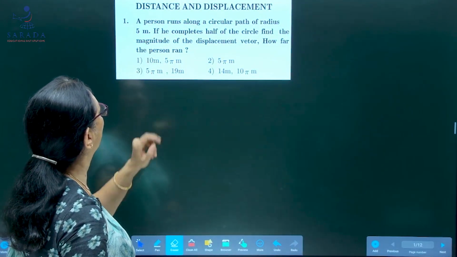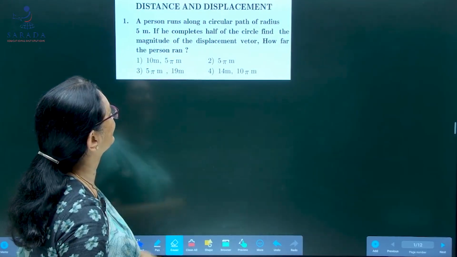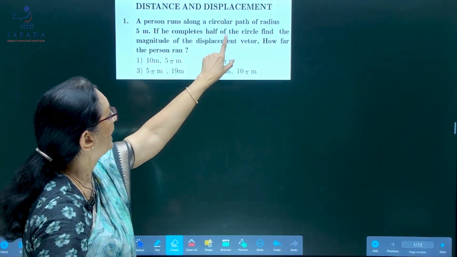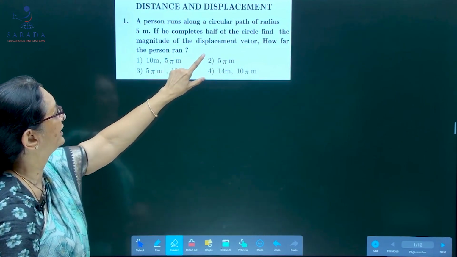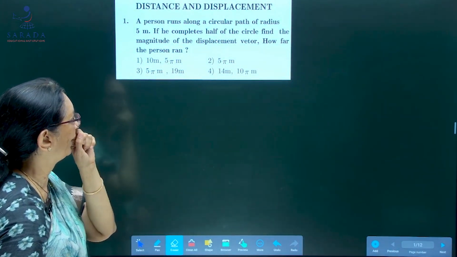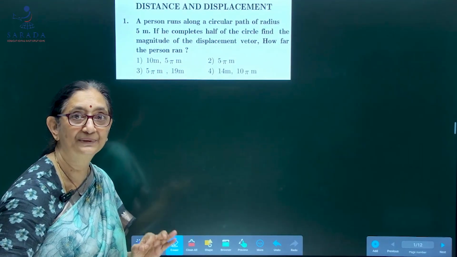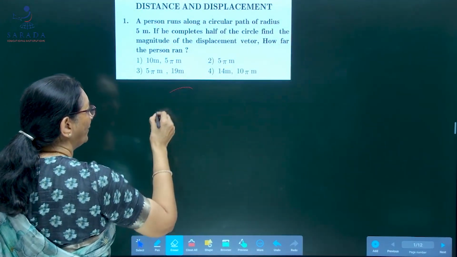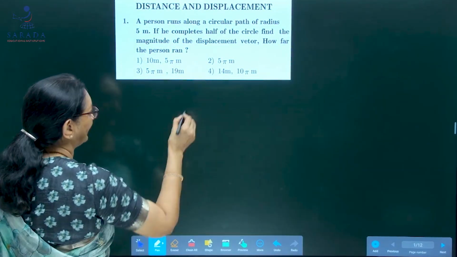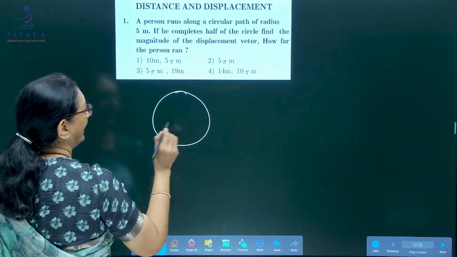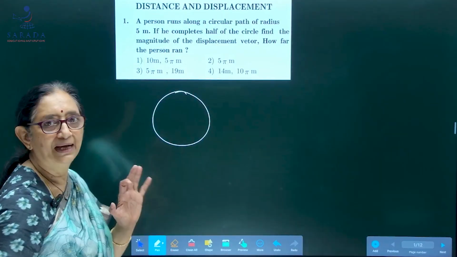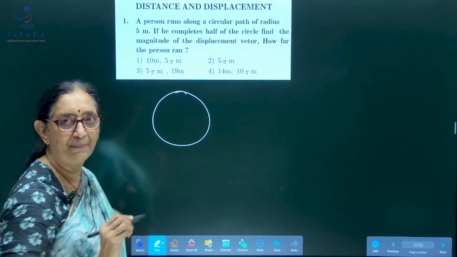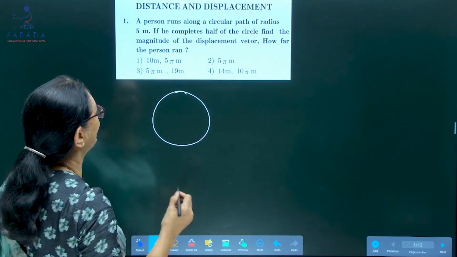Look at the problem. A person runs along a circular path of radius 5 meters. If he completes half of the circle, find the magnitude of the displacement vector and how far the person ran. So, simply a person is moving in a circular path of radius r. After completing half a circle, what is the displacement vector magnitude and how far the person ran?